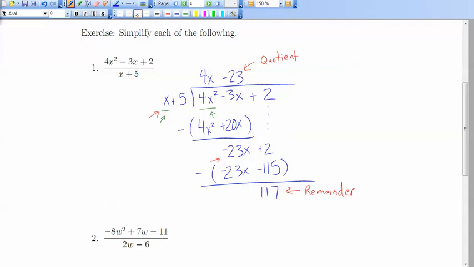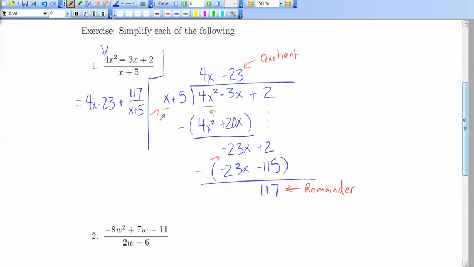So what does that mean for us? It means that our fraction here, this one here, is equal to 4x minus 23, and then plus our remainder over our denominator. Okay? So we have the quotient plus the remainder over the denominator. We've got a little bit of x plus fifths left over. Let's try another example here.